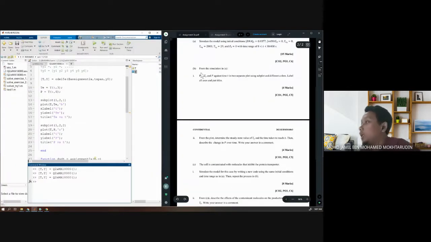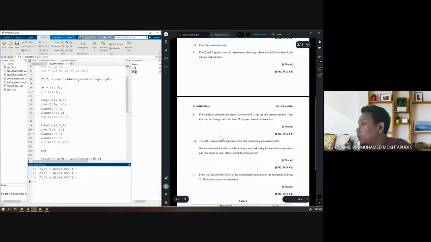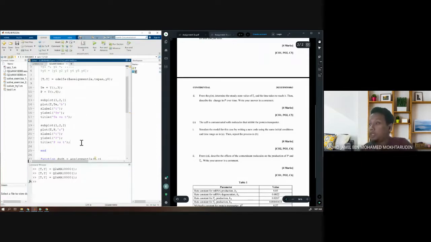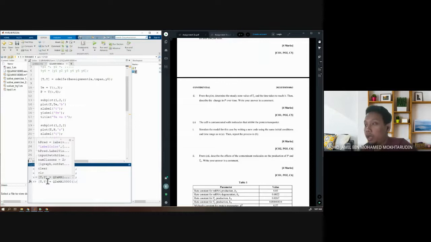So that's for question B1. And then B2: from the plot, determine the steady state value of TE and the time taken to reach it. Then describe the change in P over time. Write your answer in comment. So this one basically requires you to just look at the graph and analyze the results from the graph.